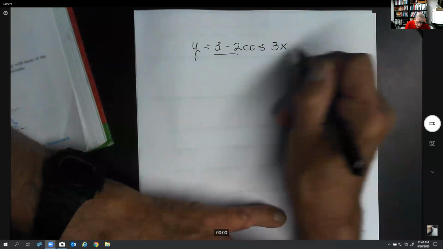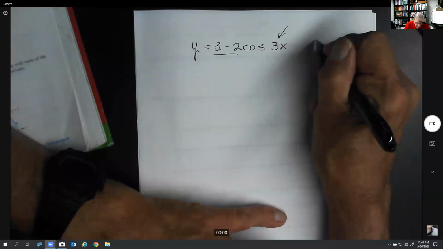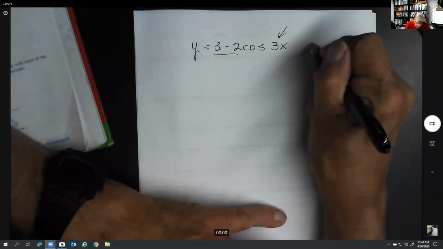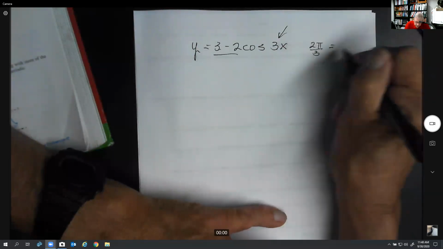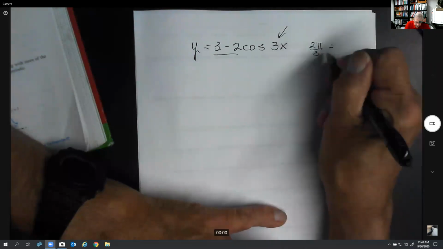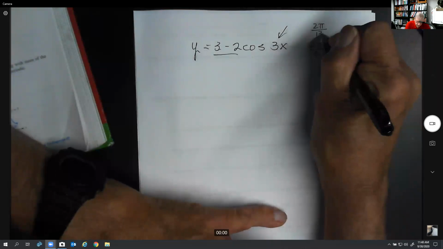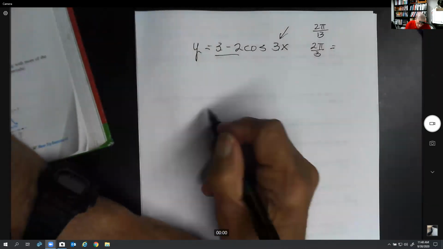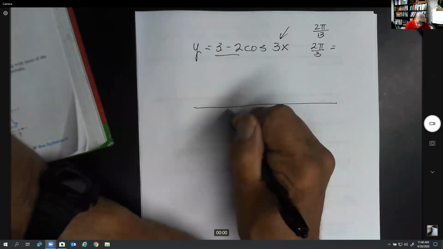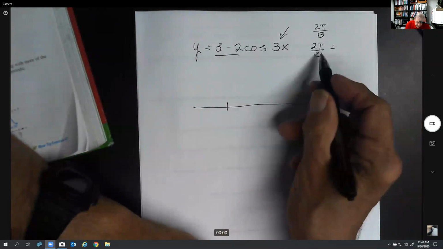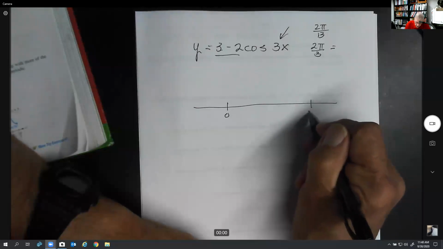So this 3 is going to help us find the period. The period is normally 0 to 2 pi, but we're going to take 2 pi and divide it by 3, and that's 2 pi over 3. So that's going to be our period. This is 2 pi over b, and b is this number. This one's nice because it is going to start at 0. There's no translation, and it's going to go to 2 pi over 3.